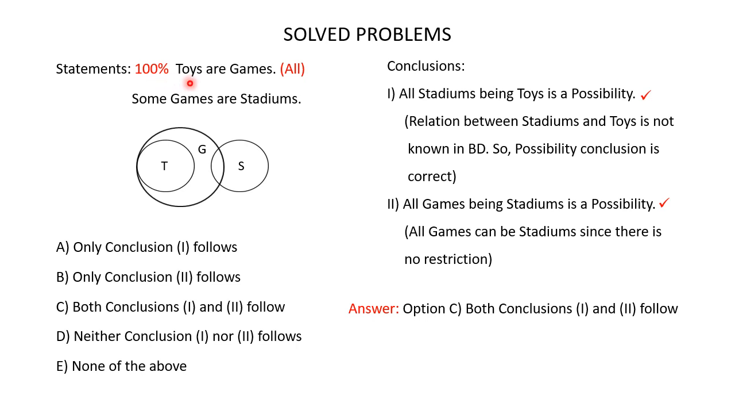100% toys are games. Now 100% means all. So now the statement becomes all toys are games. So in the Venn diagram, all toys should be inside games. Some games are stadiums. This means there has to be a partial overlap between games and stadiums. So this is the basic Venn diagram for the given statements.